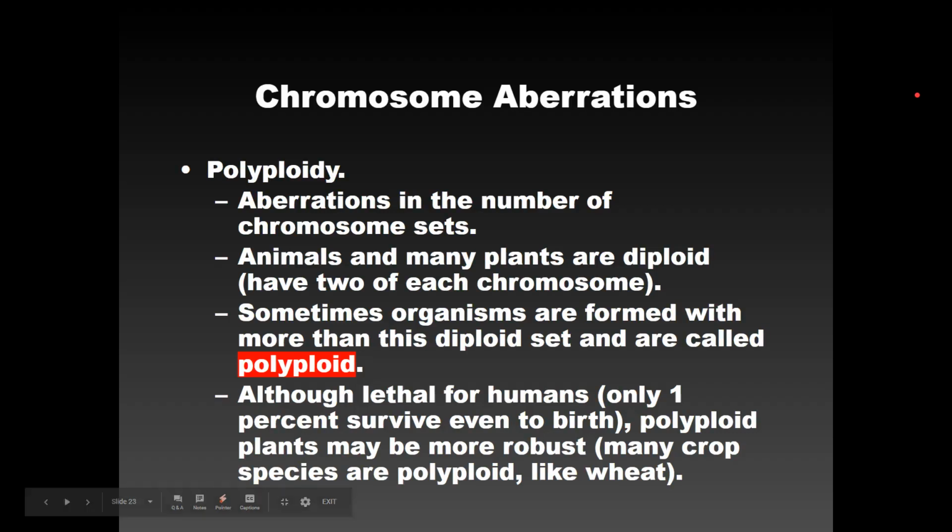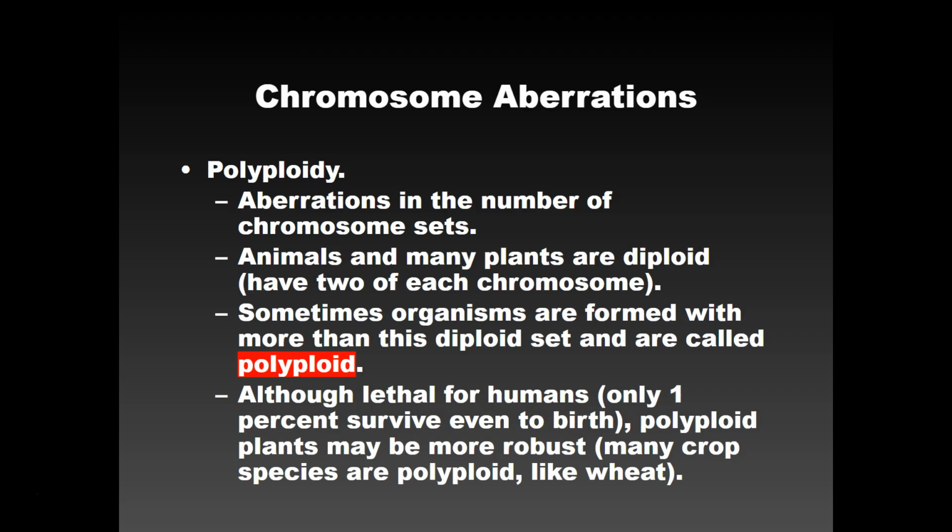Last video, we talked about some genetic conditions that you can wind up with. Now we're going to talk about some issues with the actual chromosomes themselves. There's this thing called polyploidy, which is an aberration in the number of chromosome sets. Meaning, if you're polyploid, you have too many chromosomes, for instance.